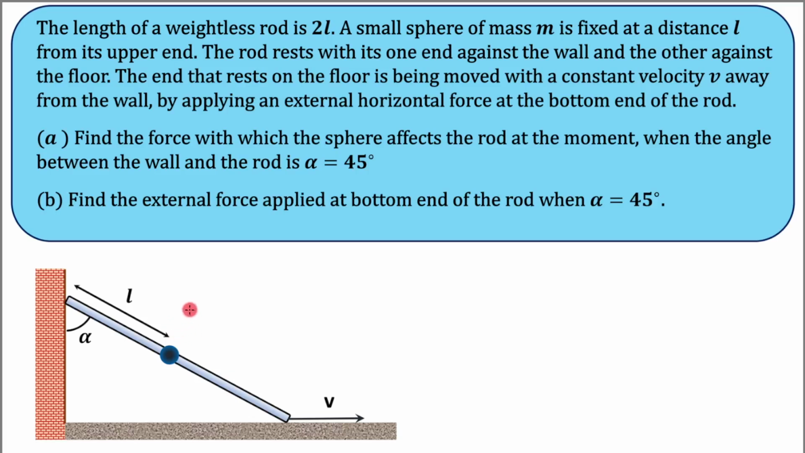Hello students, in this question there is a light rod, a weightless rod of total length 2L, and on this rod there is a small bead or a small sphere of mass m that is glued at the midpoint of this rod, right? And this rod is being moved by applying some horizontal force at this bottom end here, such that this bottom end always moves with a uniform velocity v, right?